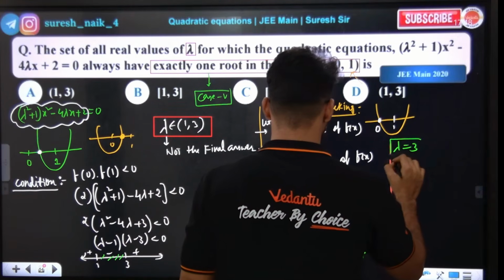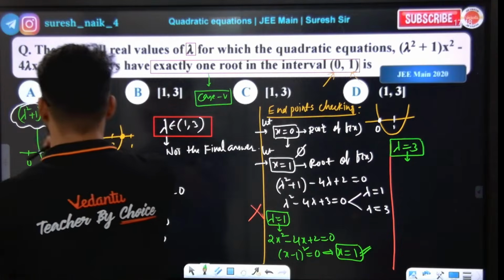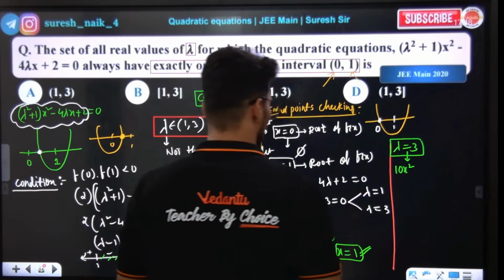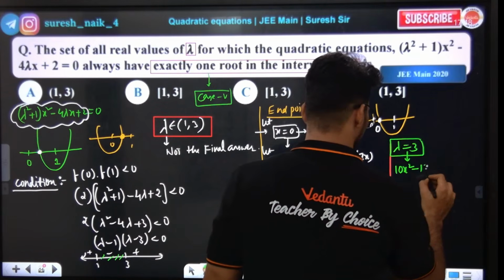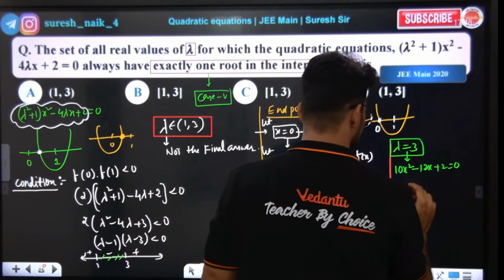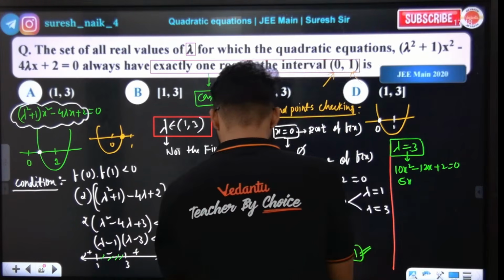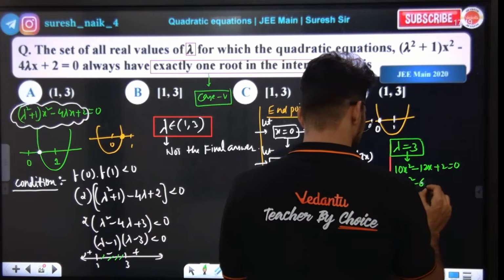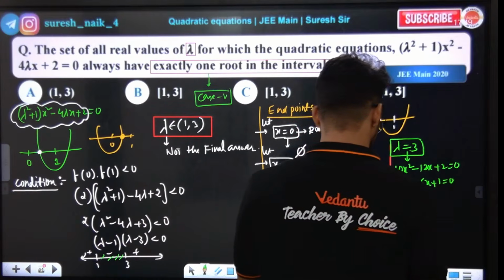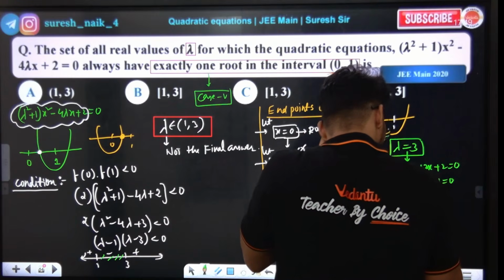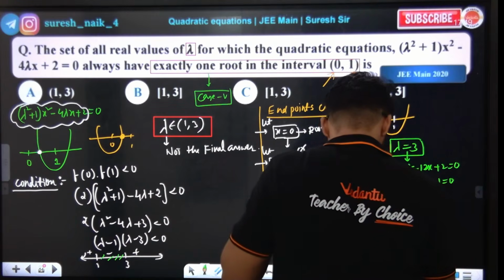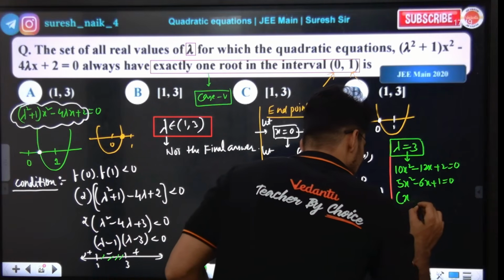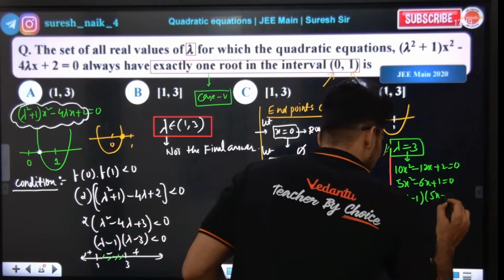If lambda is equal to 3, what happens here? 3 square, 10x square minus 12x plus 2 is equal to 0, which means 5x square minus 6x plus 1 is equal to 0. Simplify this, x minus 1 into 5x minus 1 is equal to 0.